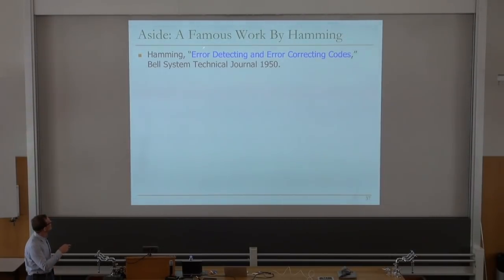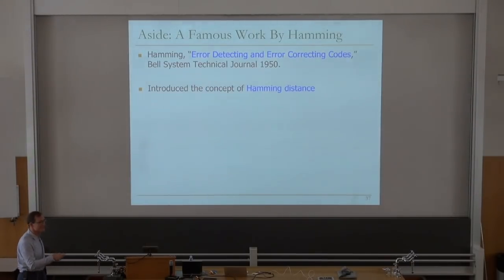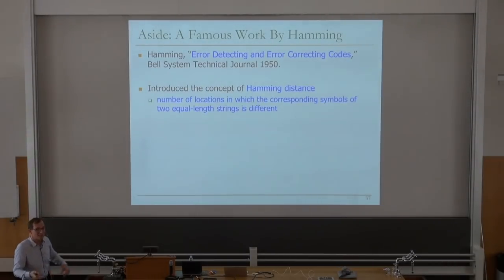It's good to know some of these. This is seminal work that Hamming wrote, Error Detecting and Error Correcting Codes. It talks about ECC, basically. It introduced the concept of Hamming distance at that time. Does everybody know what Hamming distance is? Not everyone? Don't be shy. I think everyone knows, right? Okay, not everyone knows. Basically, it's the number of locations in which two equal length strings are different. That's it.